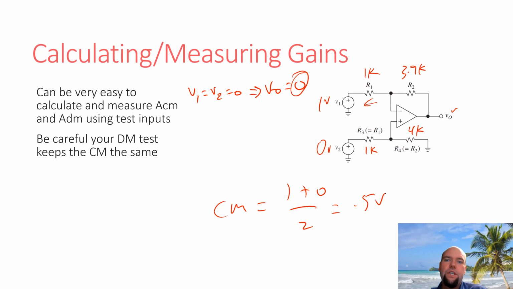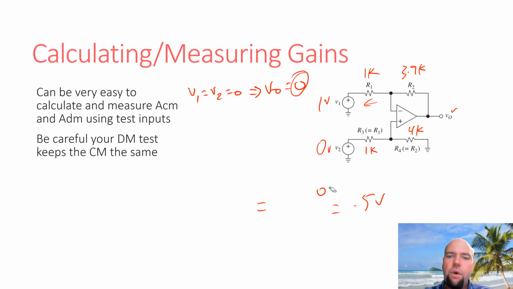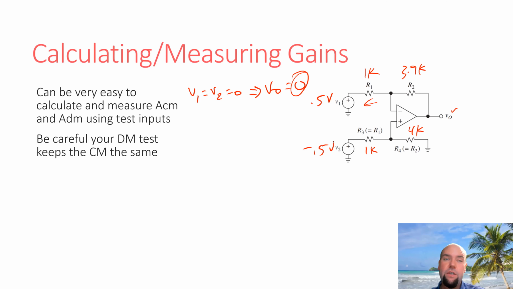So the problem is, if we do this 1 volt, 0 volt test on our circuit, that will give us an output value which has some differential mode gain, but it also has some common mode gain. So what should we do if we're trying to directly find the differential mode gain? Well, one thing we could do is use, for instance, 0.5 volts and negative 0.5 volts. This would be a common mode of 0, a differential mode of 1.